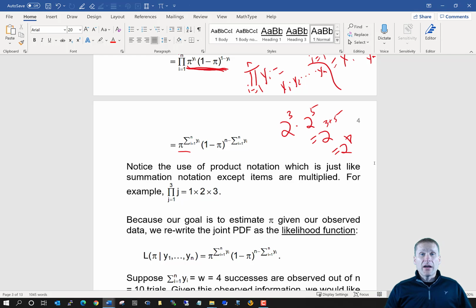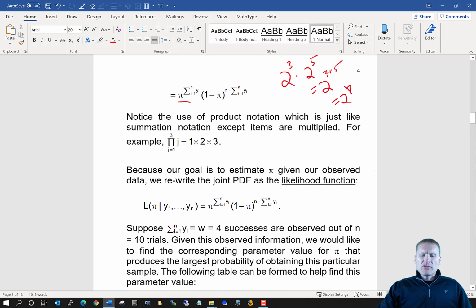Using that same idea, since I'm taking the product of all these PDFs, now I have pi raised to the sum from i equals 1 to n of the y sub i's. And I take that times 1 minus pi raised to the power of n minus the sum of these y sub i's. Make sure you do understand that. So that's my joint PDF.